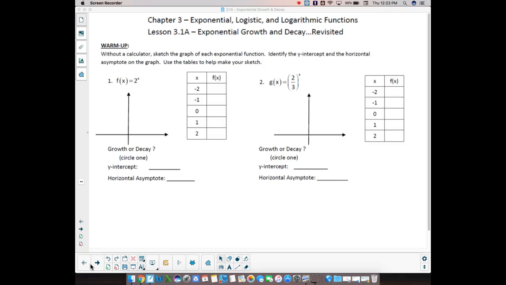All right, so exponential, logistic, and logarithmic functions. We're going to deal with those three types of functions today. Today we're going to start with exponential growth and decay. You did a lot of exponential growth and decay problems back when you were in Algebra 2. We're going to draw on some of that information.